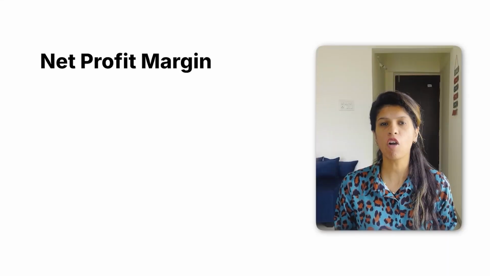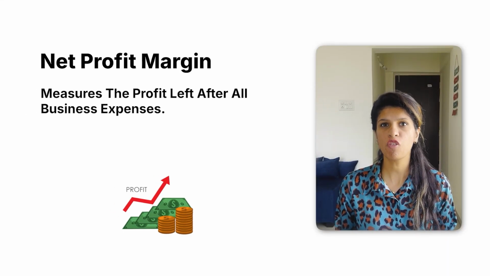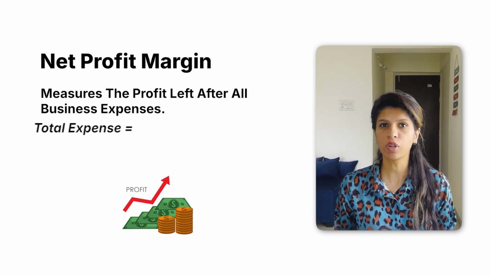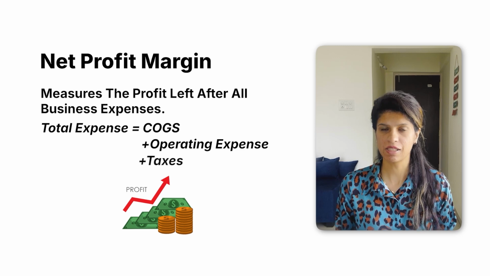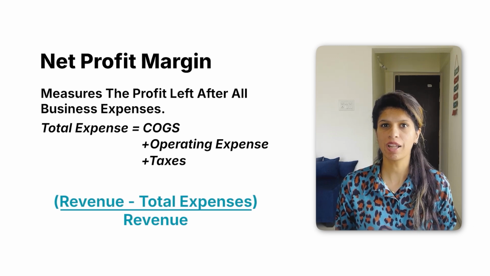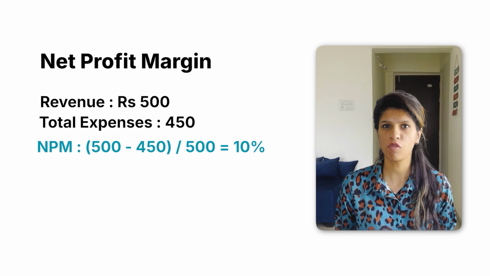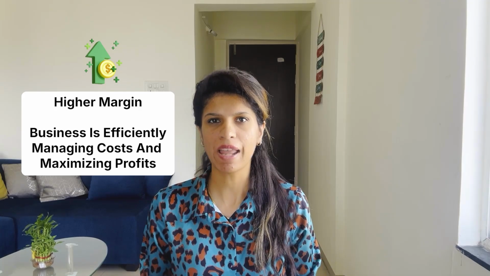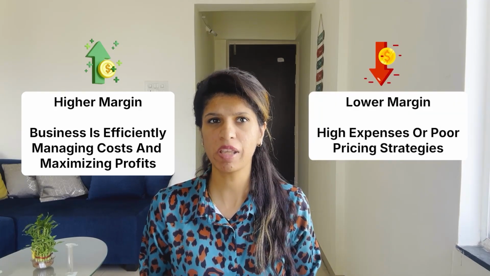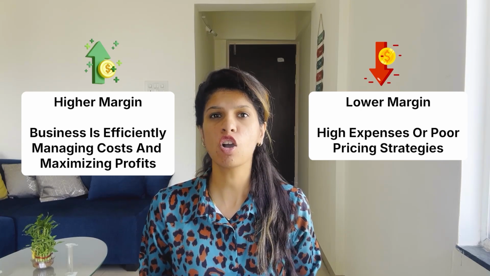Next we have the net profit margin. It tells us how much of revenue is profit after factoring in the total expenses. So here your total expenses include your COGS, your operating expenses and any taxes. So net profit margin equals your revenue minus the total expenses to the total revenue. Revenue is 500, total expenses are 450. So 500 minus 450 upon 500, which will be 10%. A higher margin means that the company is managing its expenses well, but a lower margin means there is some inefficiency in the pricing or the production.